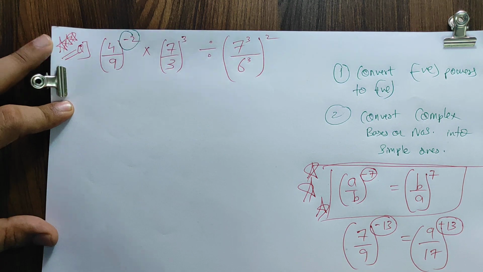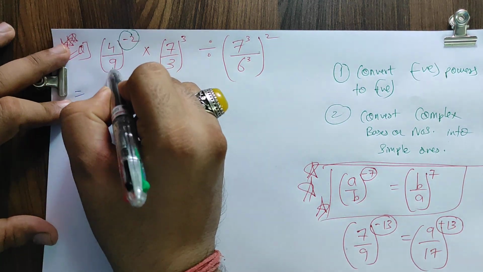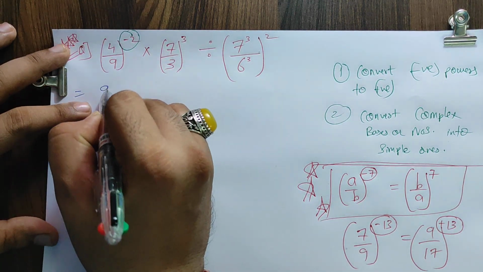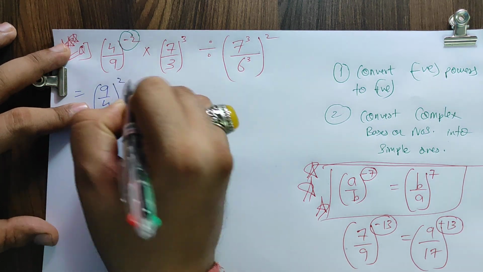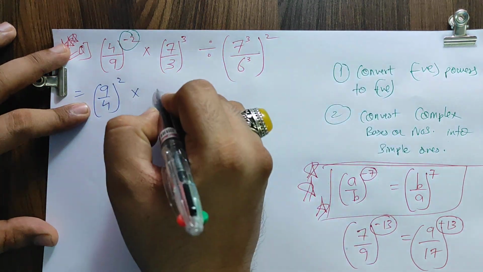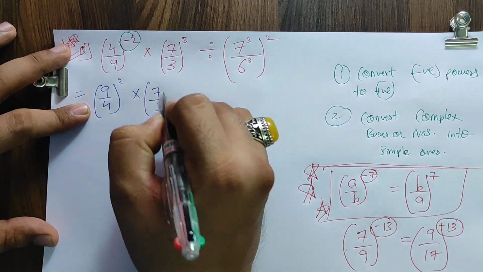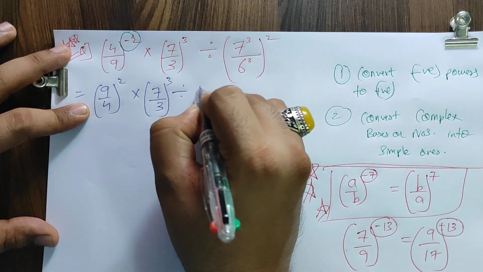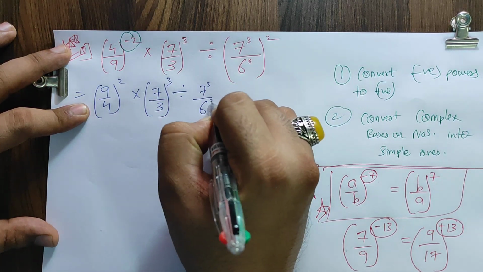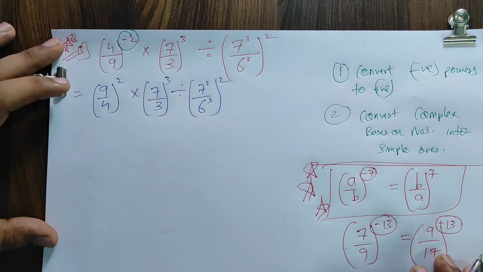Come over here everyone. See this please. Is equal to 4 upon 9 raised to minus 2. So can I write it as 9 upon 4 raised to plus 2? Okay. Then I'll copy everything the same. Multiply by 7 upon 3 the whole raised to 3. Divided by 7 raised to 3 upon 6 raised to 3, the whole raised to 2.